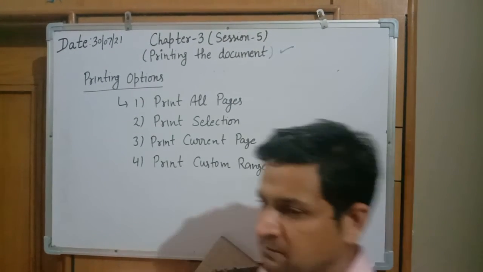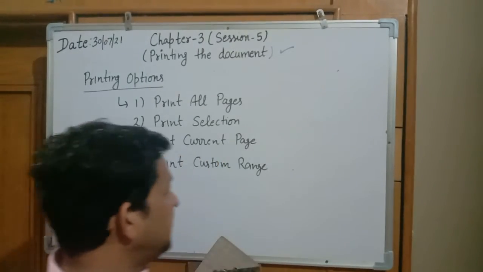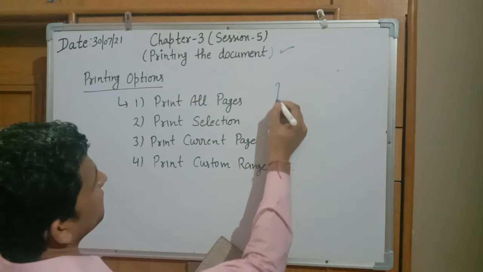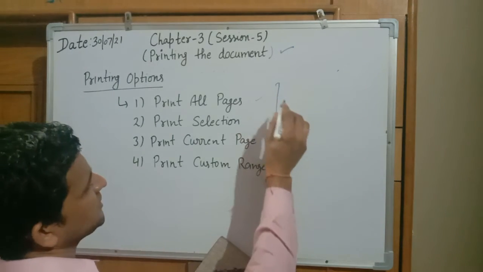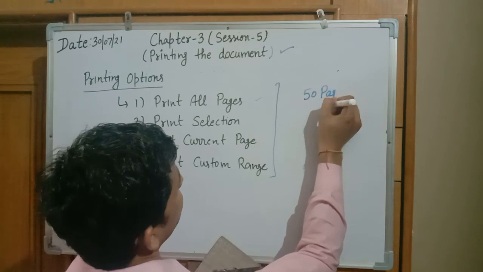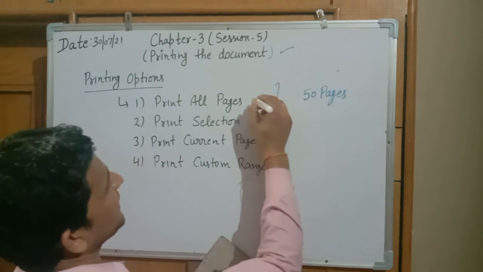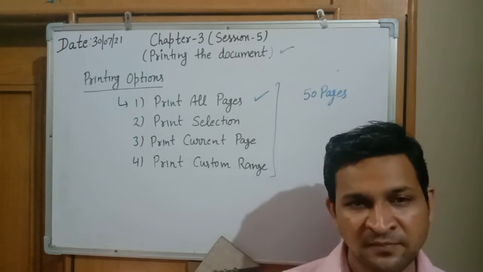Now the next topic is printing options. While we are printing documents, these options are available for printing. We can print all the pages. Suppose we have 50 pages in a document and we want to print each page. In that case, we can select the option of print all pages.